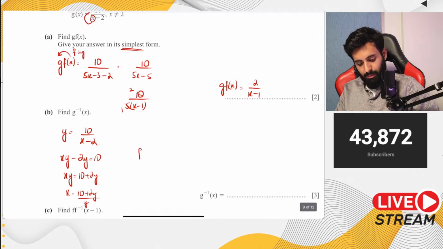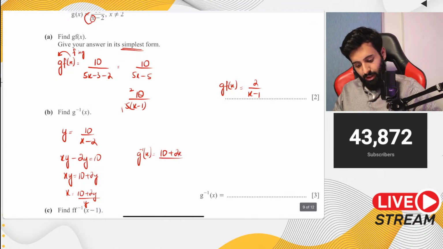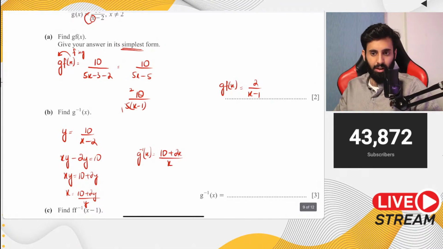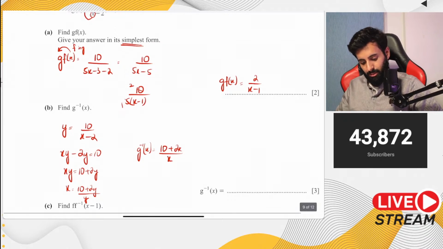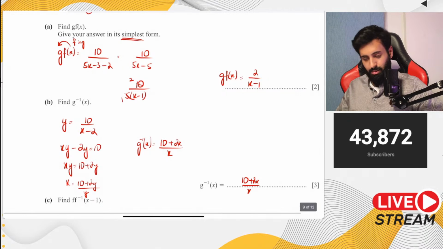And then the final step, which is G inverse of x, not f inverse. So G inverse of x is equal to 10 plus 2x upon x. Okay, and those of you who are saying 10 over x plus 2, that's also perfectly all right. If you separate it, that's what you end up with. 10 plus 2x upon x.